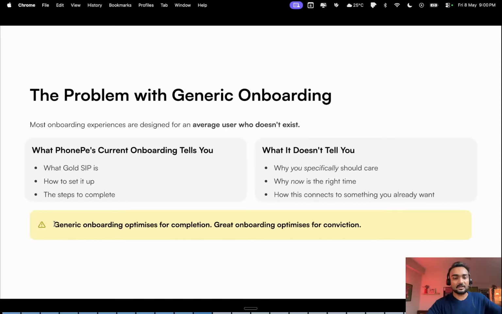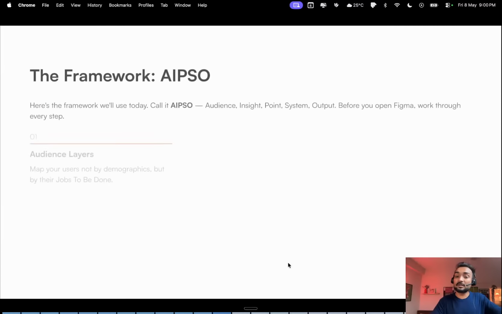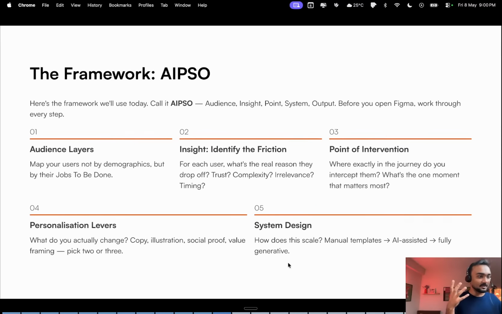Now this is the call out: generic onboarding optimizes for completion. Most onboardings just optimize for completion, but great onboarding experiences optimize for conviction, and conviction only comes when you have proper personalization.